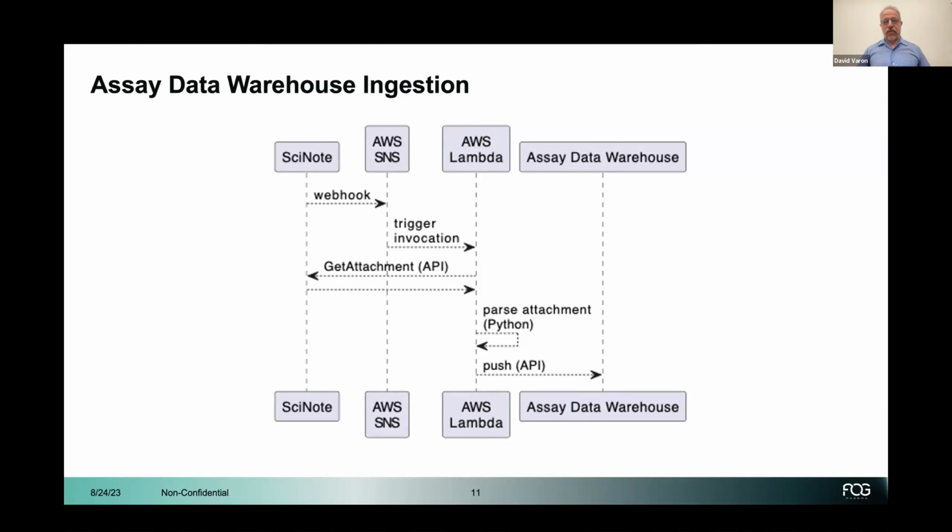It responds when an activity is logged, and it can send a request to any URL. In this case, it's expected to be an AWS Simple Notification Service endpoint that will be associated to an AWS Lambda function. So the notification will trigger the Lambda. The Lambda will make a series of API calls, but ultimately to get the attachment from the experiment, and then parse that. That'll be written in Python.